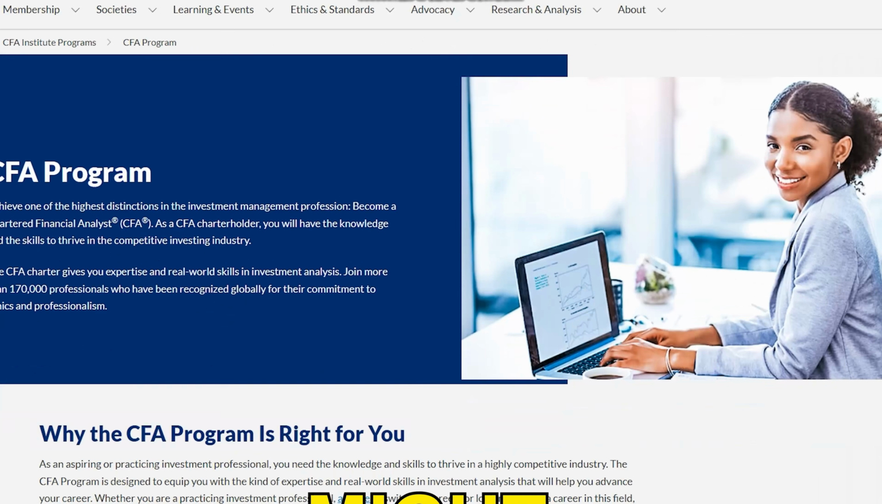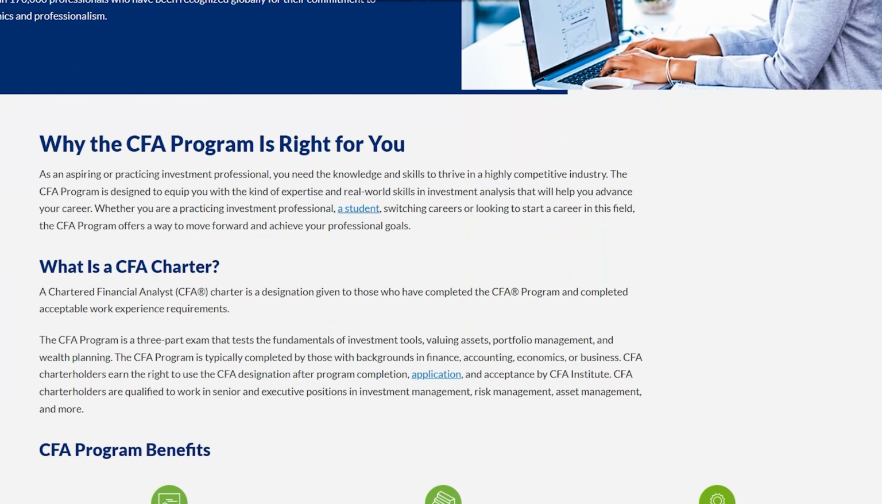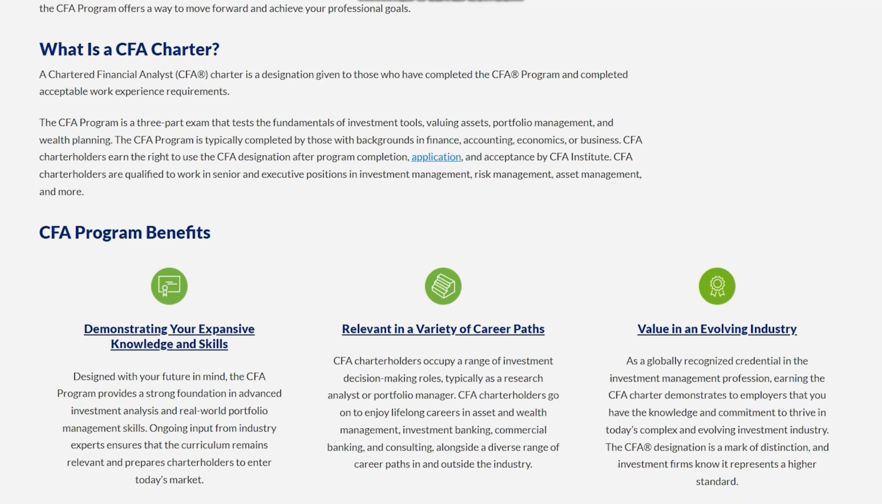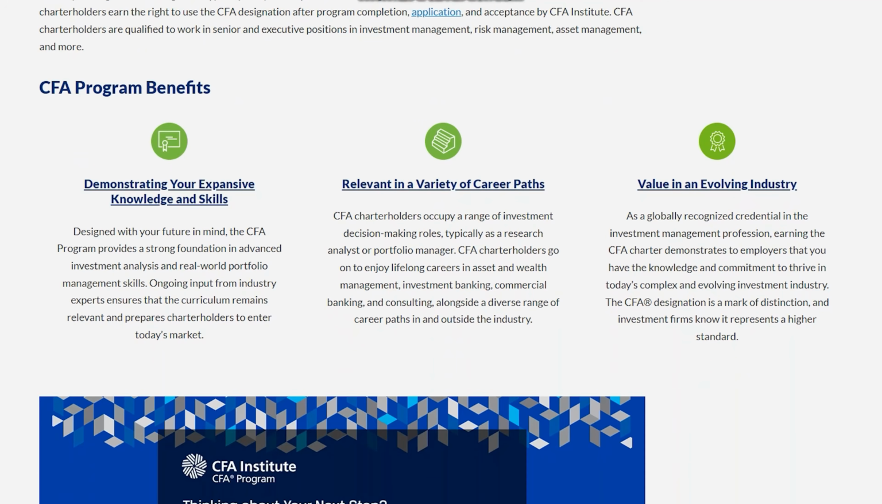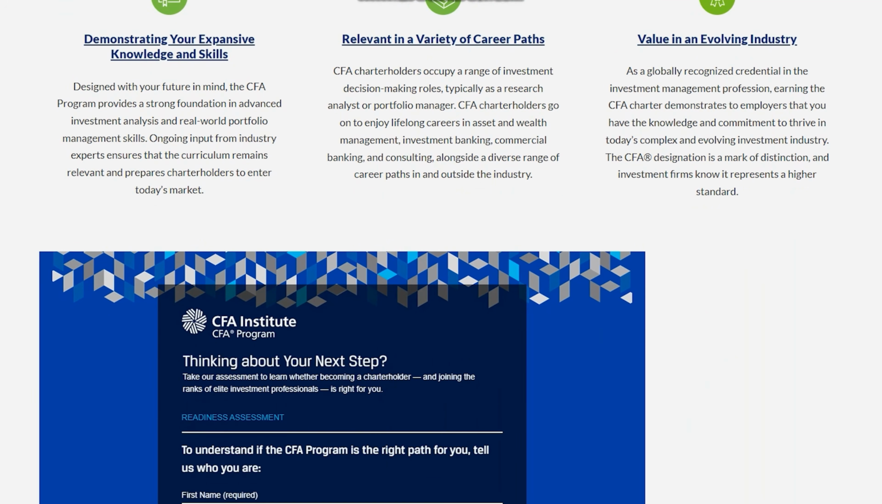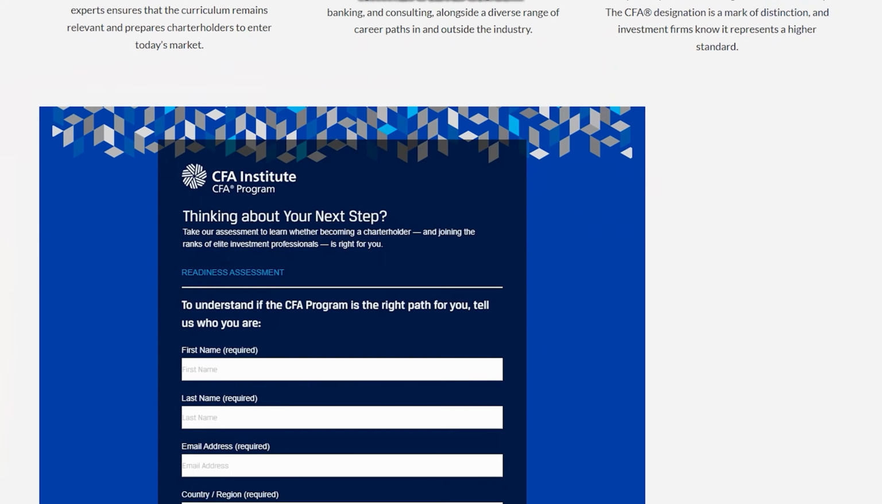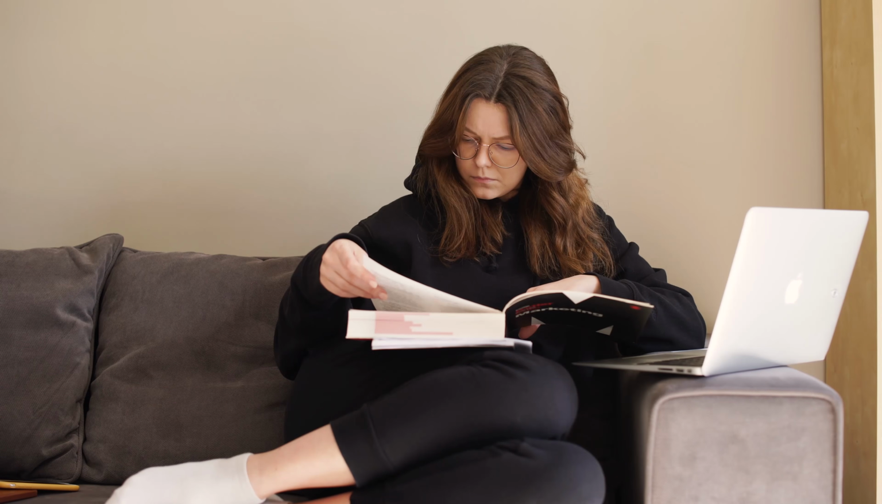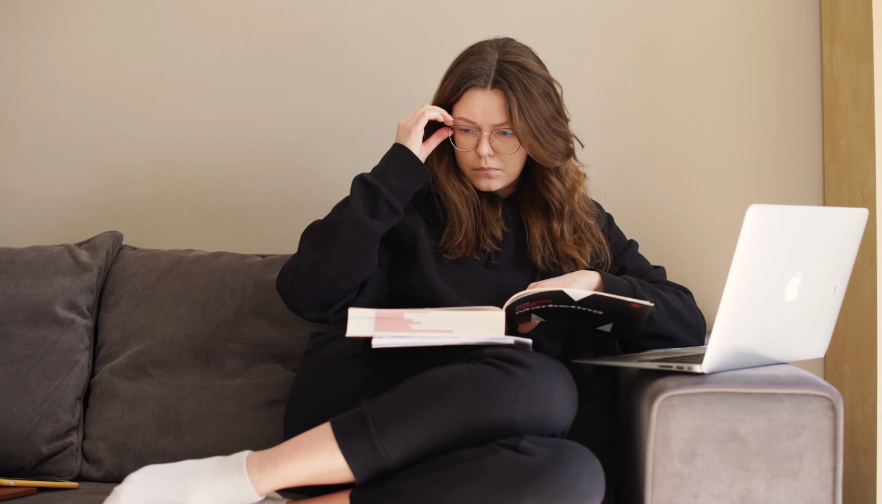For those of you who might not know, the CFA program is a 3-part exam for people who work or aspire to work in the investment management industry. It is designed to equip you with the right real-world skills in investment analysis that will help you advance your career. Being a CFA charter holder is an amazing accomplishment. It comes with a lot of hard work, and CFA charter holders are the gold standard in the field of investment management.